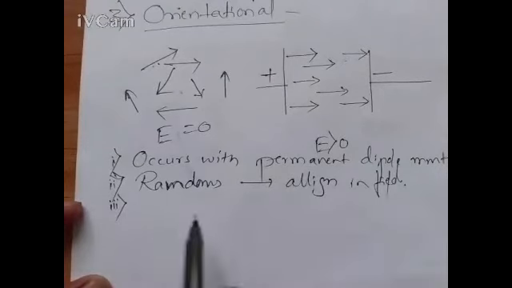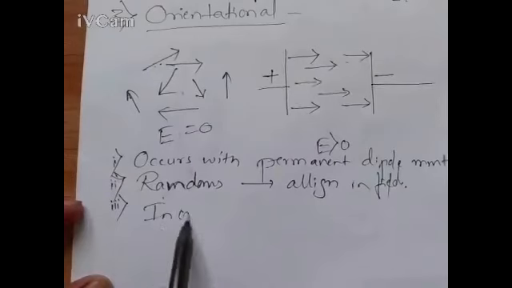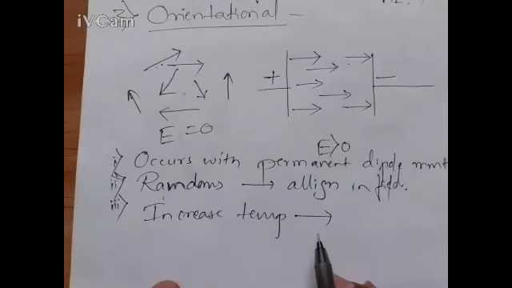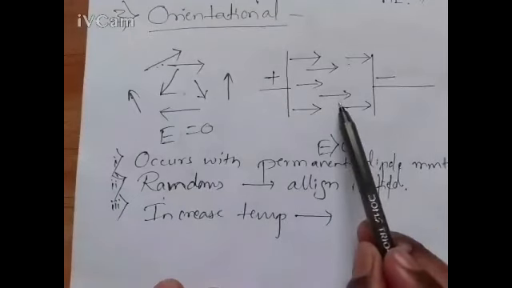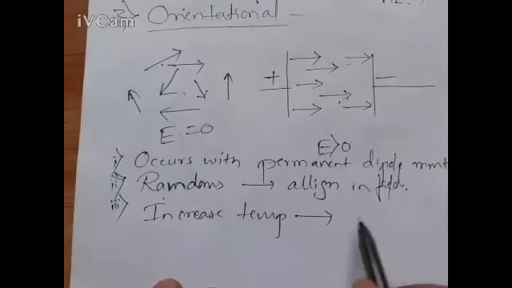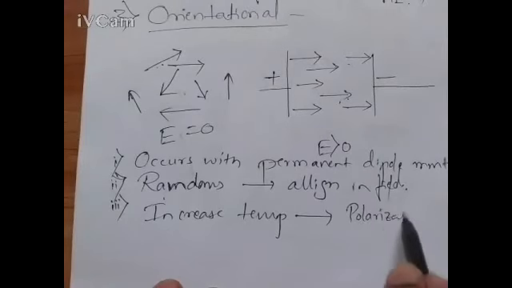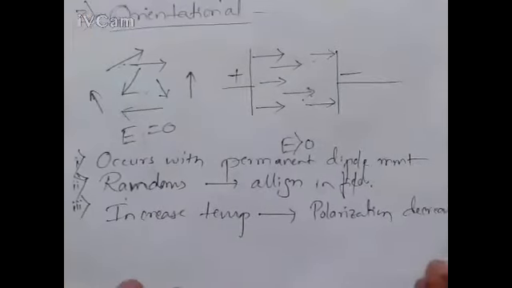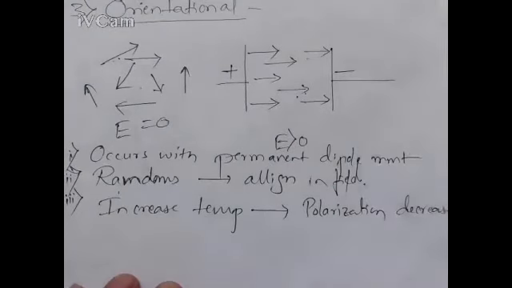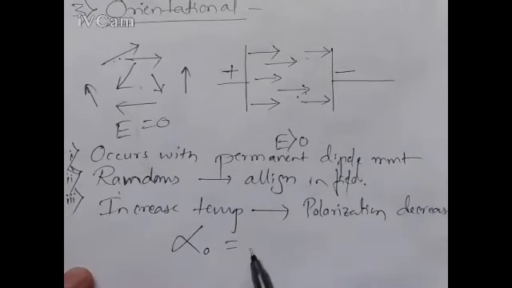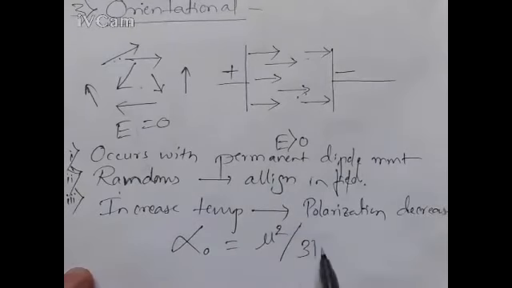Now the increase in the temperature. If temperature increases, what happens is the polarization will decrease. That means when I increase the temperature, these alignments will be disturbed, so the polarization decreases. As I increase the temperature, the polarization is going to be disturbed. So this is the orientational polarization, and the polarizability is given as alpha naught equals mu square divided by 3kT.